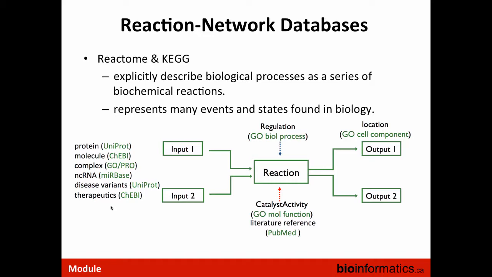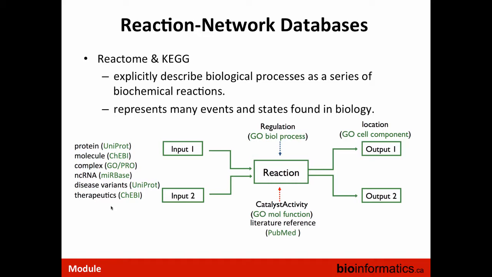I work for Reactome, so I have a little bias here, but I'm very familiar with KEGG and other pathway databases. These are reaction network databases because they explicitly describe biological processes as a series of biochemical reactions. The flexibility of this data model allows you to represent many different events and states found in biology. So you can describe metabolic pathways, signaling pathways, and gene regulatory pathways using this approach. Essentially, it looks like a classical chemical reaction. You have a series of inputs, it could be one or more, feeding into the reaction, and then you have a series of outputs, again one or more. The outputs ultimately become the subsequent inputs for a following event, and you start locking these pieces together just like a jigsaw puzzle.